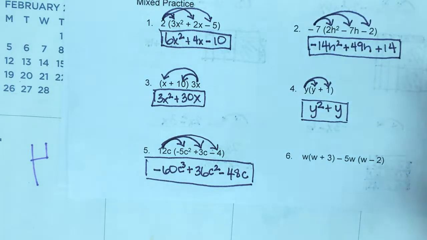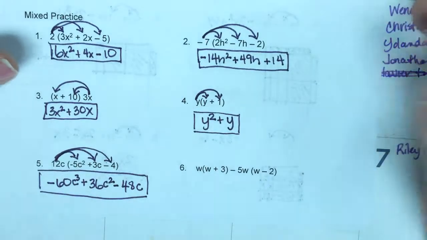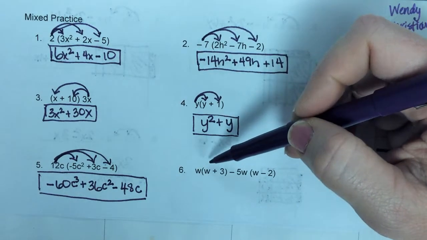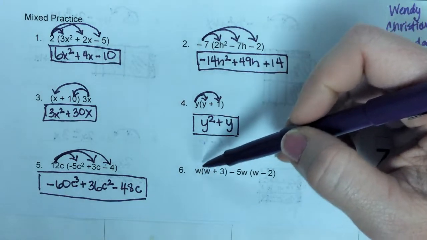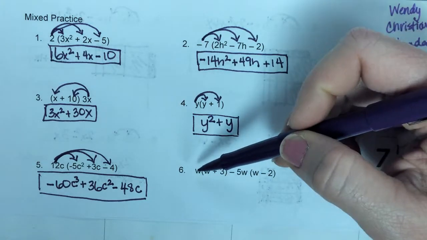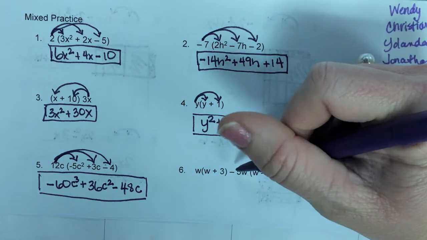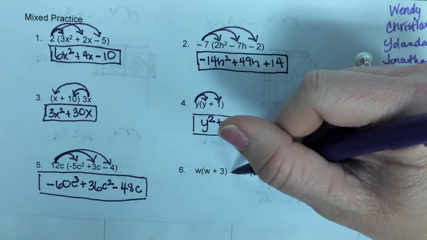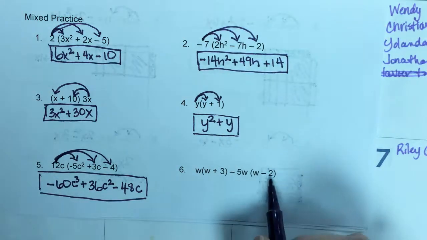Okay, number 6, our last one. All right, so this time we're going to have to first distribute this w across to each of these terms that it's attached to with the parentheses, and then we'll also have to distribute this 5w, which we're going to treat as a negative since we have a subtraction sign here, to each of these terms.